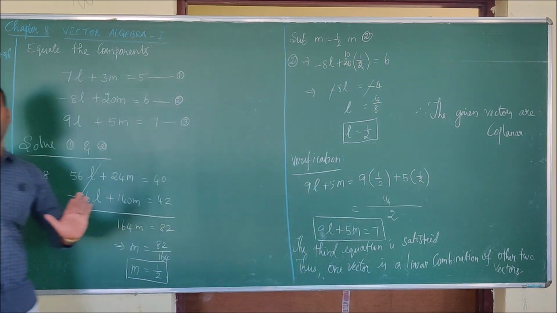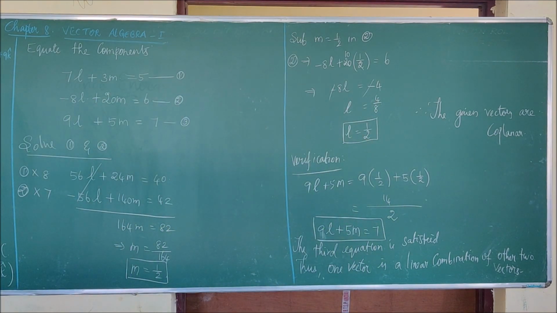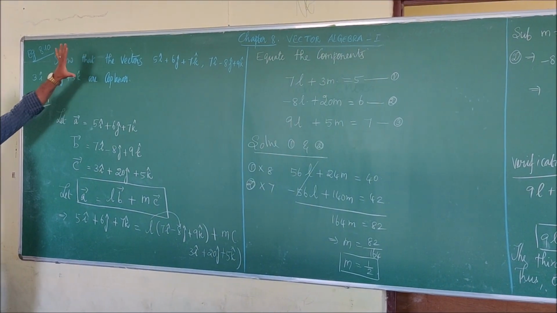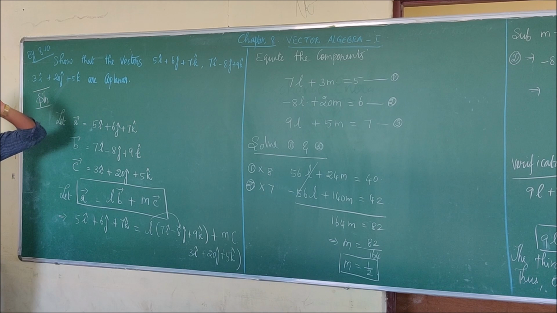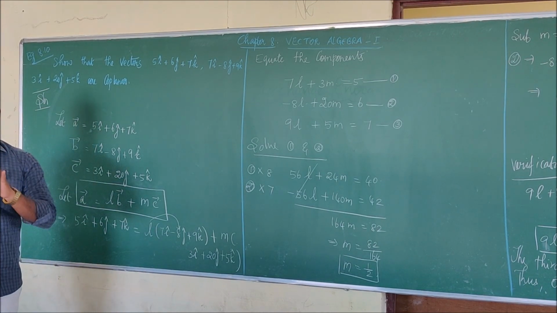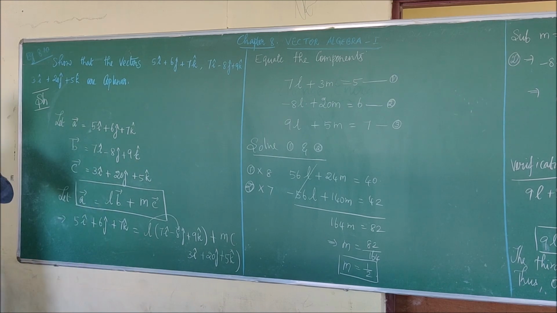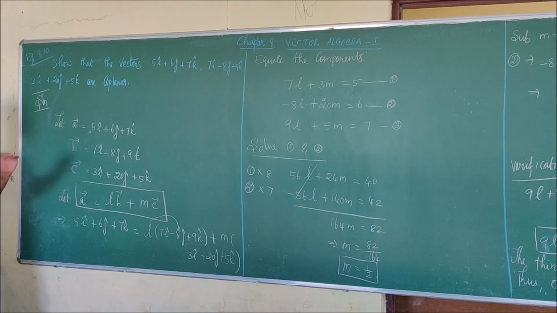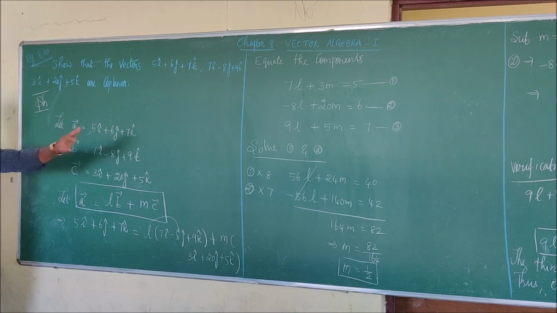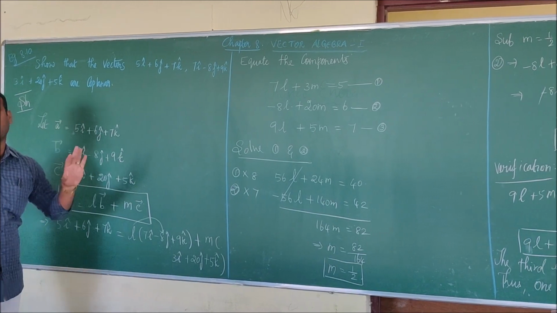Okay, so this is the procedure. This is a very, very important and easy problem for you. So what the problem says is you have to show the given three vectors are coplanar. The concept of coplanar is if one vector can be written as a linear combination of the other two vectors, then our proof is over. How to check the linear combination? This is the procedure. For all the problems you have to follow this procedure.